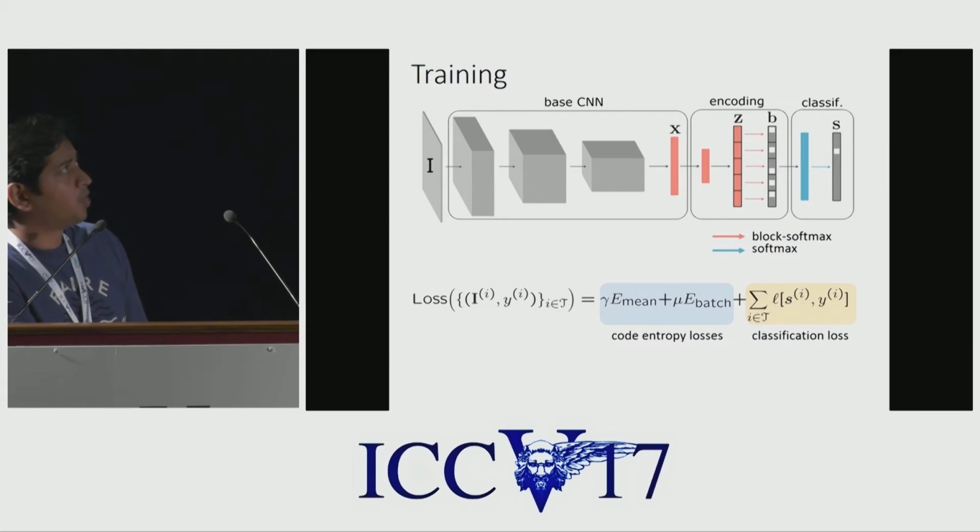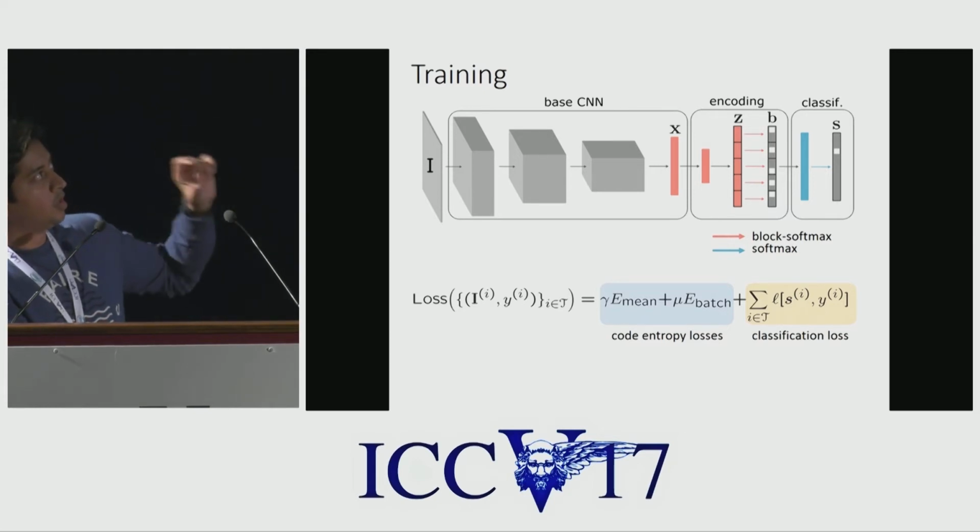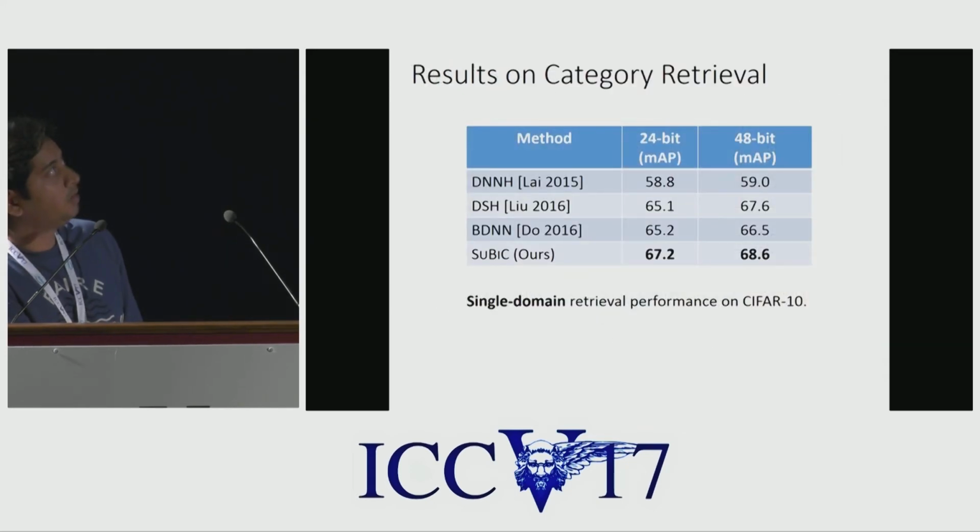So here is an example of the architecture we have used. It has our encoding layer on top of a base CNN. And to make the code useful for image representation, we train it for classification task. The encoding layer has SUBIC softmax while training.